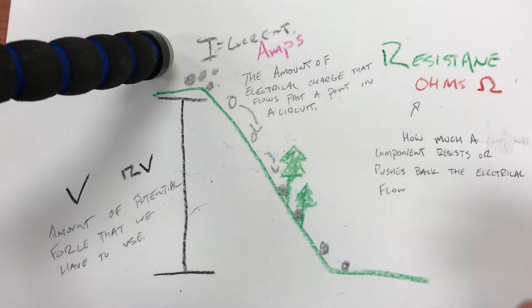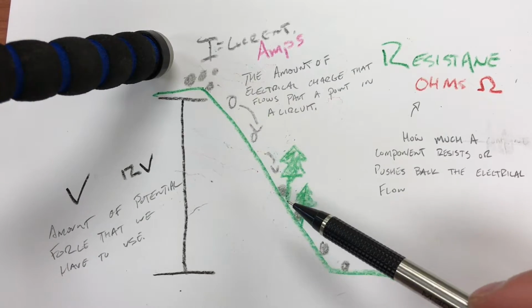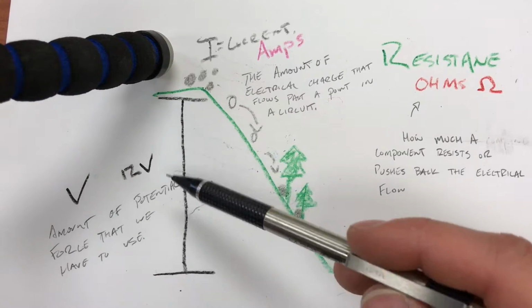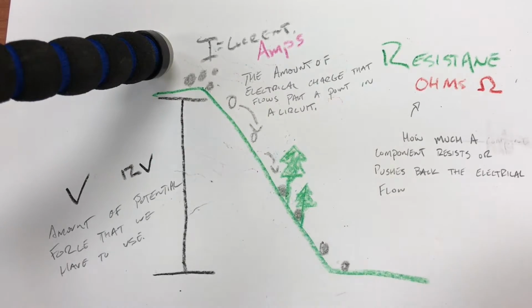That's Ohm's law. It's not hard, it's not difficult. It just takes a little bit of understanding to see what resistance actually does. It causes the current to dwindle down. And what does the voltage actually do? That's the amount of potential force we have.